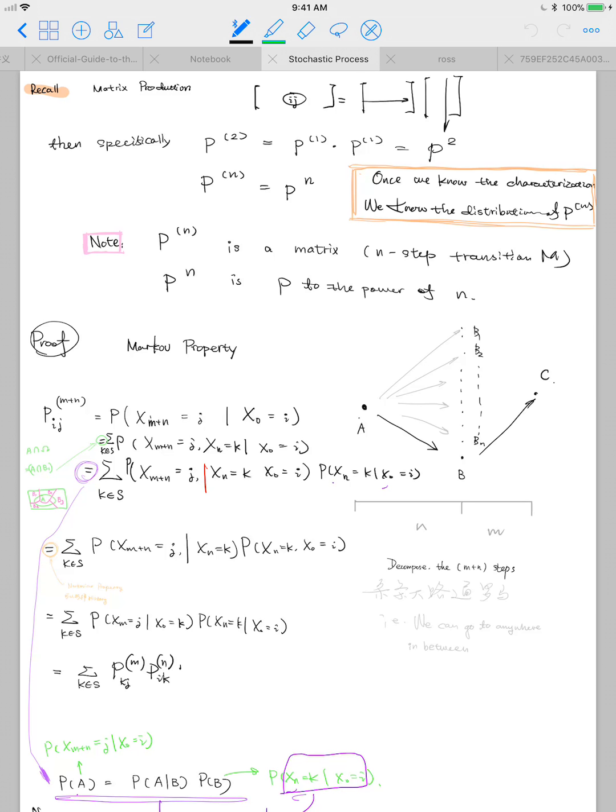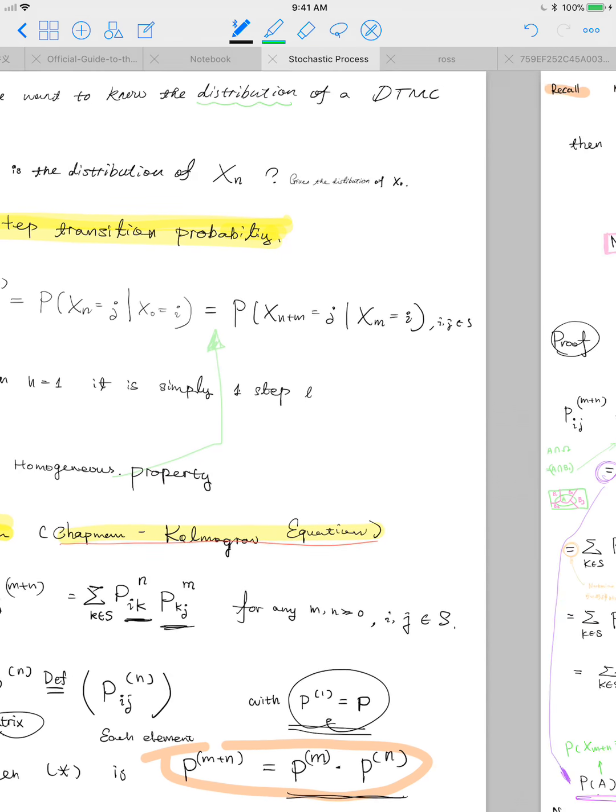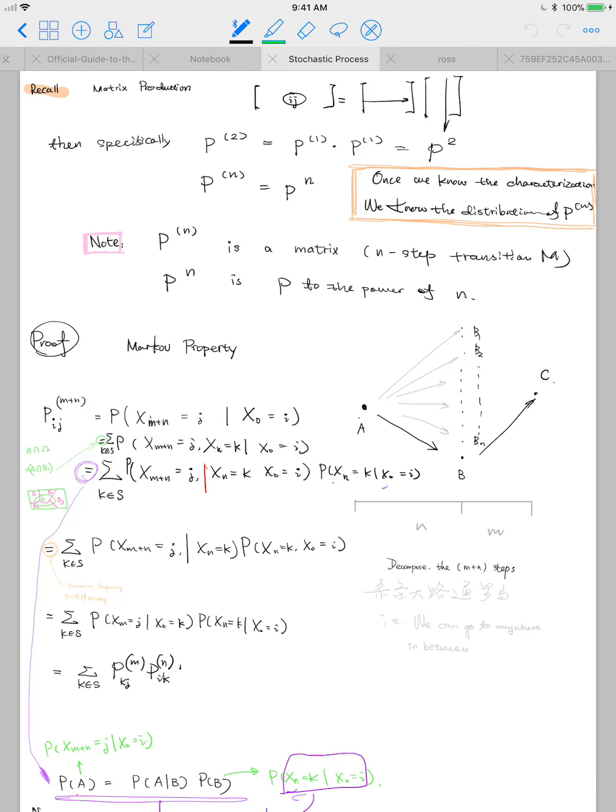We can write down some simple examples. If m equals 1 and n equals 1, then simply P(2) equals P(1) times P(1), and that is simply P to the power of 2. Note here the difference between having parentheses or not. On the left-hand side, P(n) is a matrix, an n-step transition matrix. However, on the right-hand side, it is a power multiplication of the one-step transition matrix.